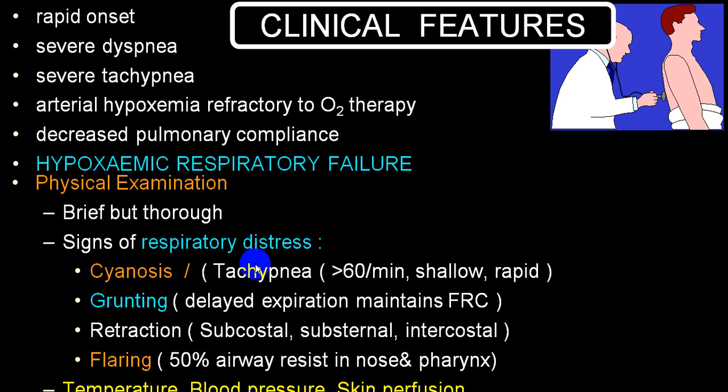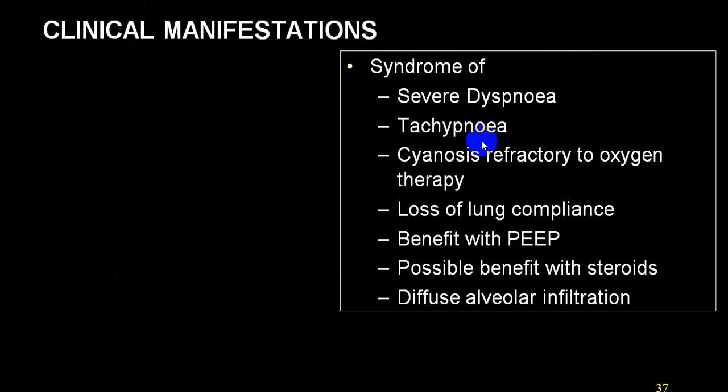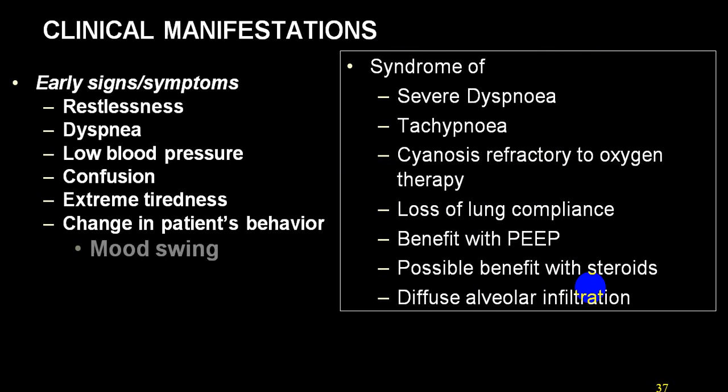Clinically, you will get cyanosis, tachypnea, which is a sign of respiratory distress, grunting sound, or we call expiratory wheeze. There is a retraction of the subcostal space, substernal space, or intercostal. So you get retraction. This is because of increased respiratory distress. There is nasal flaring. Temperature may be altered. Blood pressure, usually there will be hypotension. Skin will be warm, and that will be one of the features you come across in ARDS. So severe dyspnea, tachypnea, cyanosis refractory to oxygen therapy, decreased lung compliance, benefit of PEEP, possible benefit with steroids, and diffuse alveolar infiltration on radiology. So these are early signs we have already mentioned.